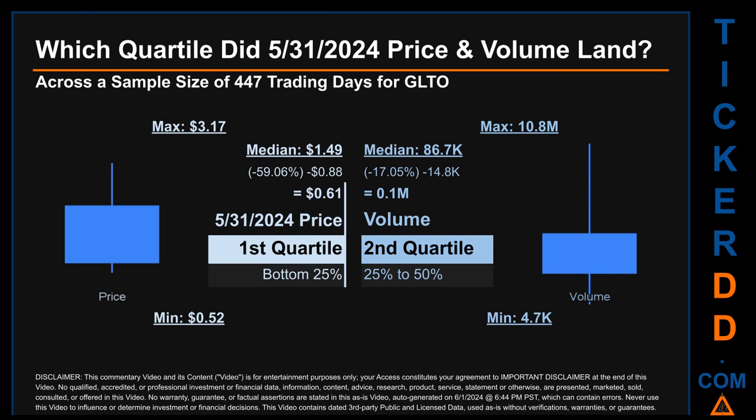Descriptively, GLTO has a median price of $1.49. Therefore, May 31, 2024 price was lower from that middle marker by 59.06%. The day's volume of 0.1 million was less than the median by 17.05%.